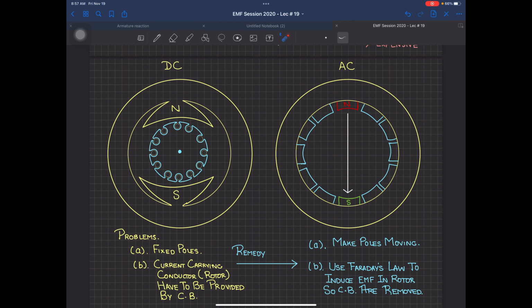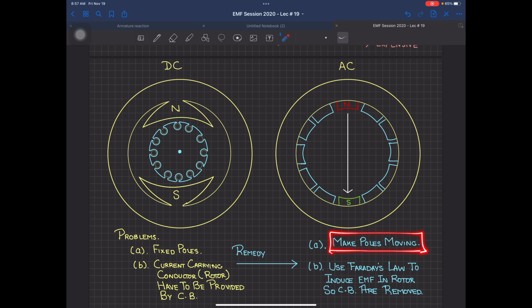So when the machine rotated by 180 degrees, you had to change the direction of rotation of current by a commutator so that the machine can produce the same unidirectional torque. So the two problems I have written over there: one is the fixed poles. The second one is that you have to provide the rotor with some current because it's a current carrying conductor placed in a magnetic field. The two problems can be resolved by these two remedies.